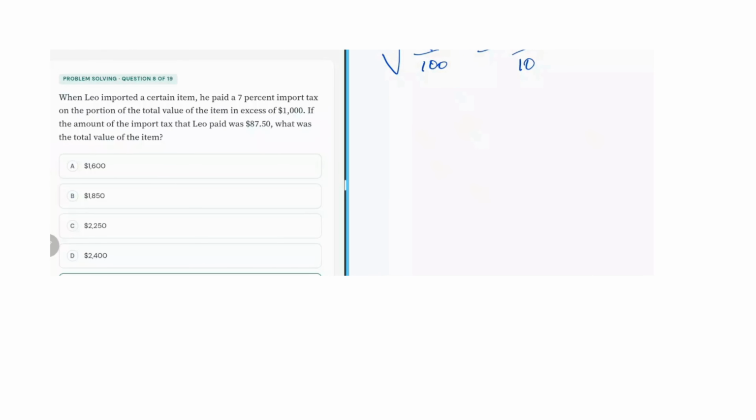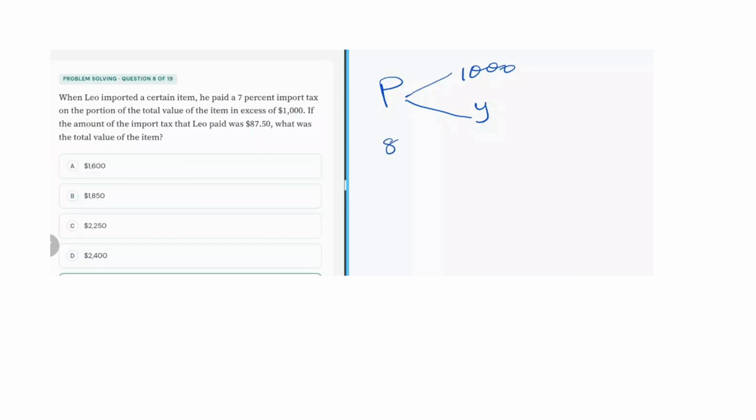Let's solve this one together. When Leo imported a certain item, he paid a 7% import tax on the portion of the total value of the item in excess of 1,000. If the amount of the import tax that Leo paid was 87.5, what was the total value of the item? Now, if you read this question slowly, you will discover that the purchase was in two parts, right? We can divide the purchase into 1,000, no tax, and the remaining part, let's call it y. Is that the remaining part we are looking for? If we add it to 1,000, that is the total.